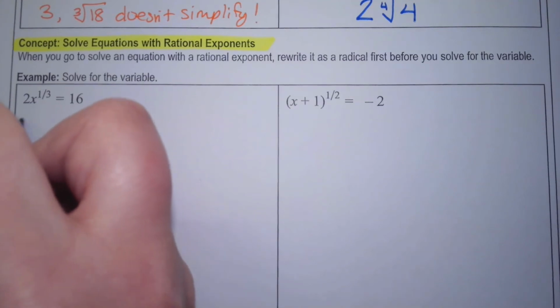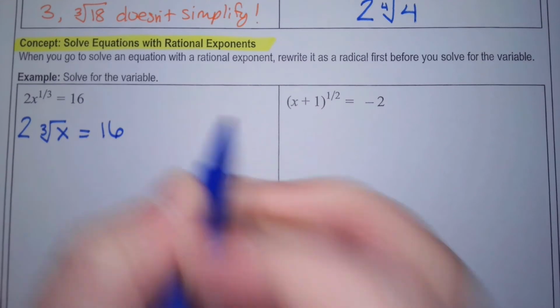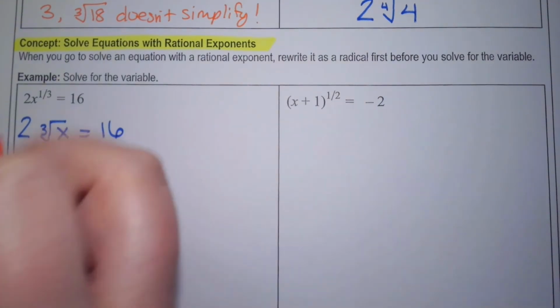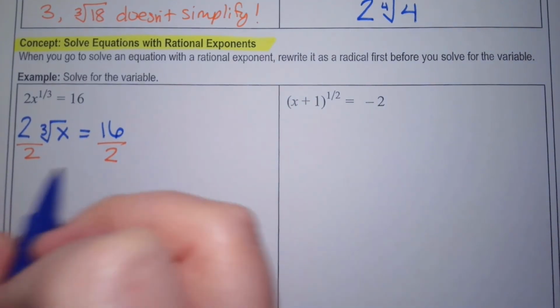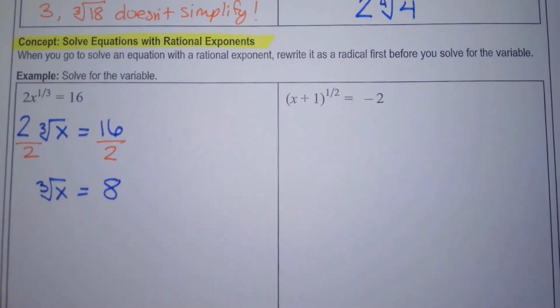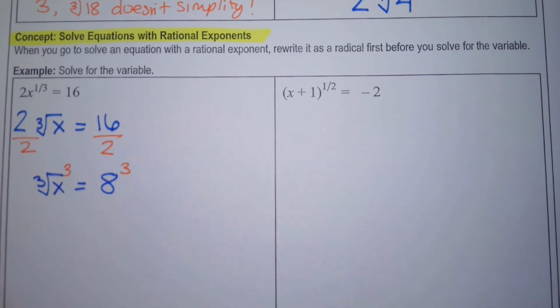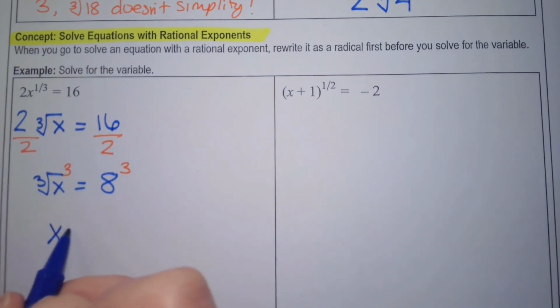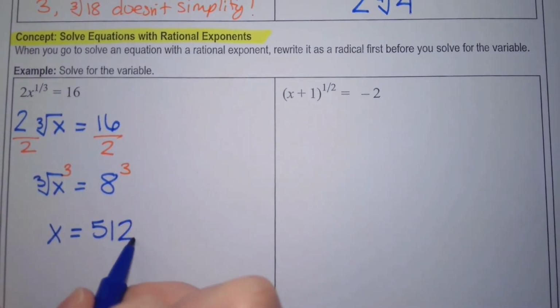So we're going to rewrite this as 2 times the cube root of x is equal to 16. Then we need to get rid of the 2, so divide both sides by 2. And then we have the cube root of x is equal to 8. Now, just like if we had a square root, to get rid of a square root, we square both sides. When we have a cube root, we cube both sides. So we have x is equal to 8 to the 3rd, which is 512.